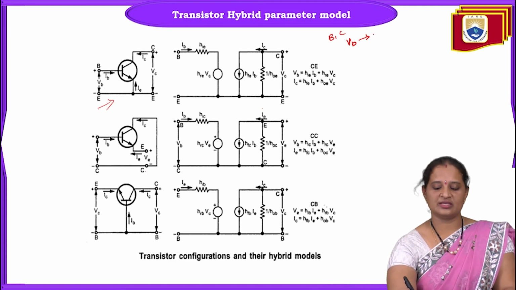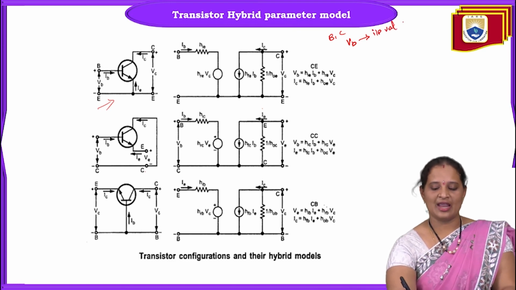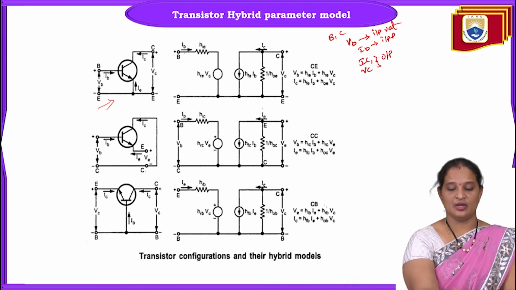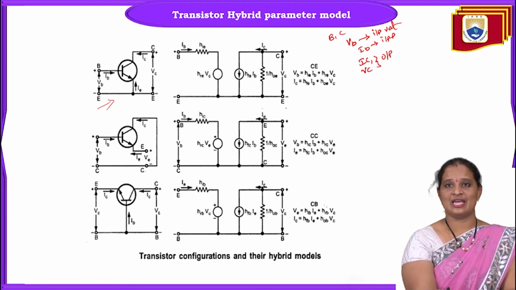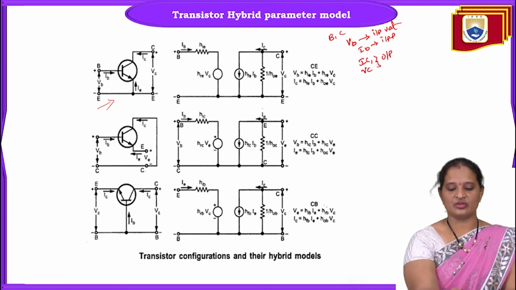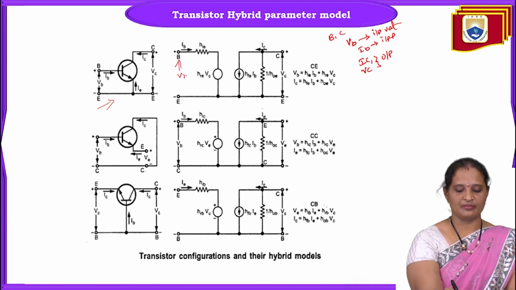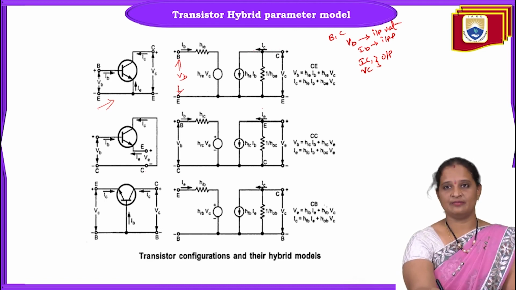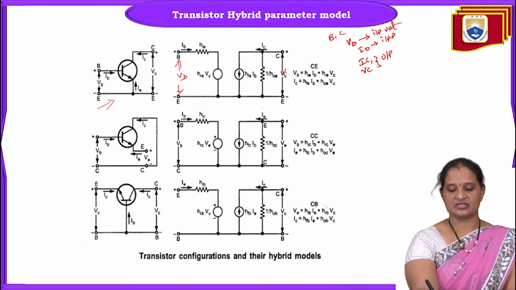So VB is the input voltage, and IB is the input current, and similarly IC and VC are the output parameters. So that is what we have replaced here. Base is the input terminal, collector is the output, whereas the common terminal is emitter. The current flowing through the input port is IB and the voltage drop across this will be VB. And similarly, the output current will be IC, and here the output voltage is measured across the collector and emitter, which is represented with VC.